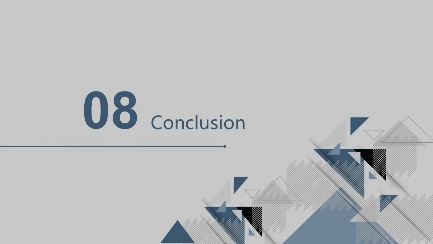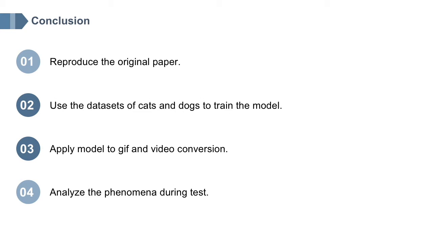Finally, let me draw a conclusion of what we have done. During this project, we trained a CycleGAN model to achieve cat-dog transfer. Firstly, we reproduced the original paper to ensure our implementation was correct. Then, we used the datasets of cats and dogs to train the model. After that, we did GIF and video conversion to show some simple applications of cat-dog transfer. Finally, we analyzed the phenomena showing up during the test process.